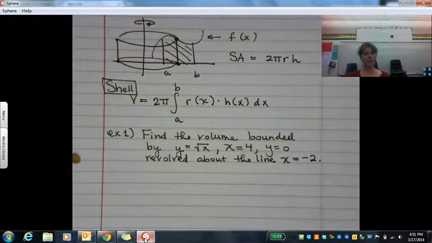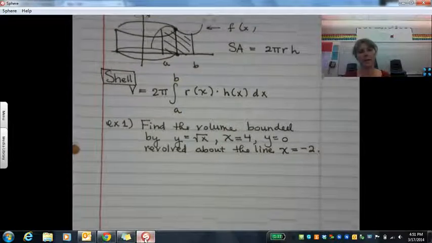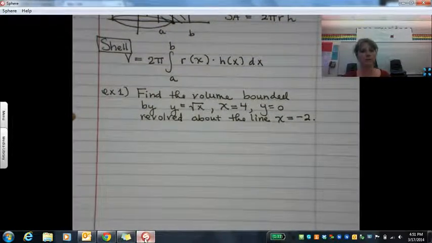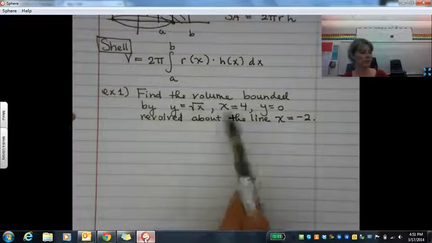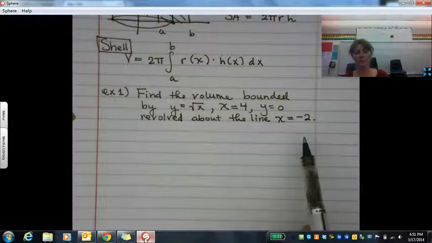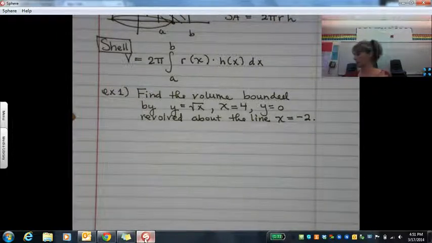Okay, so find the volume bounded by y equals root x, x equals 4, and y equals 0. So these are our 3 boundaries. And then we're revolving it about the line x equals -2. Okay, so we're going to graph it.